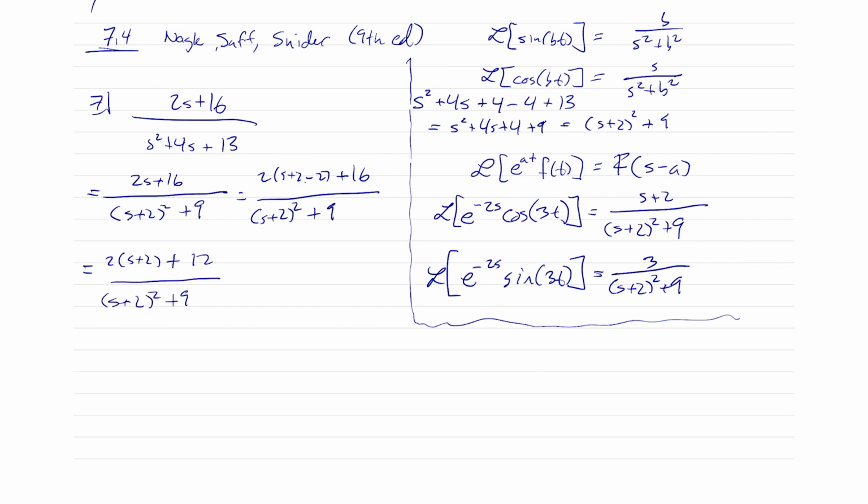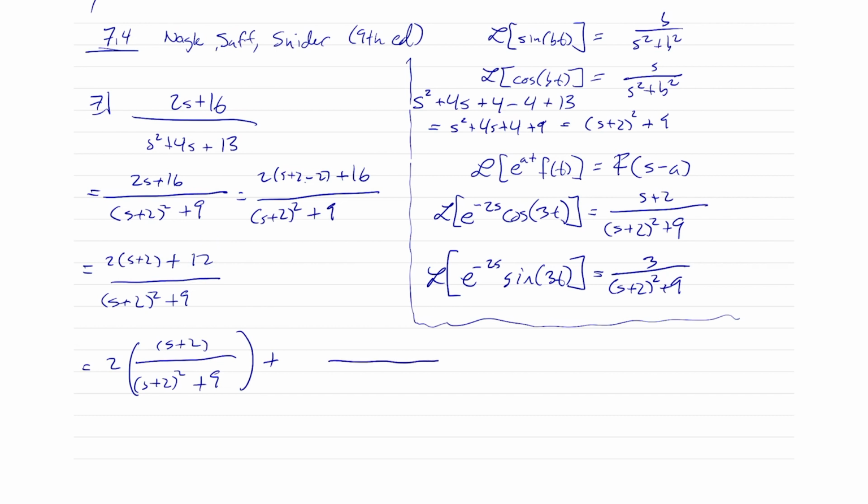All right, now I'm going to split the sum, and so that's going to give us 2 pieces here. It's going to give us 2 times s plus 2 divided by s plus 2 squared plus 9. All right, so this was our cosine piece. And now we're going to have another piece. Here we have plus 16, and, sorry, not 16 anymore. We have plus 12.